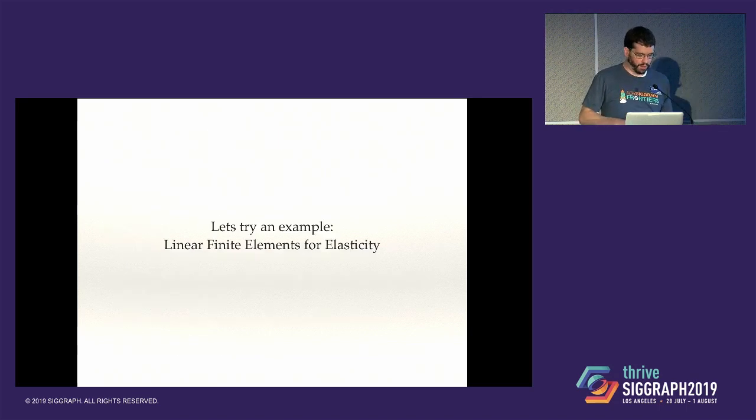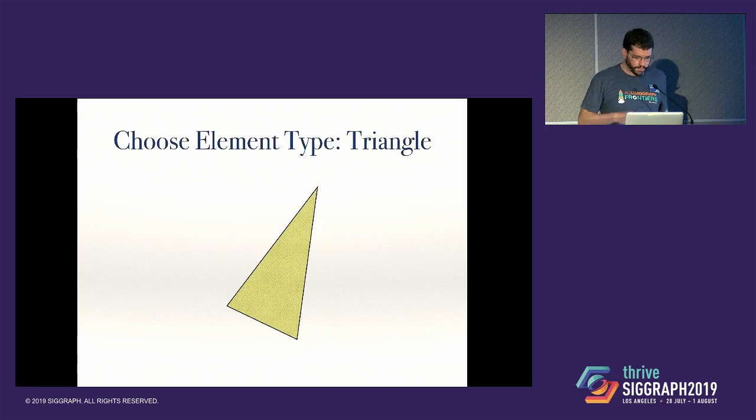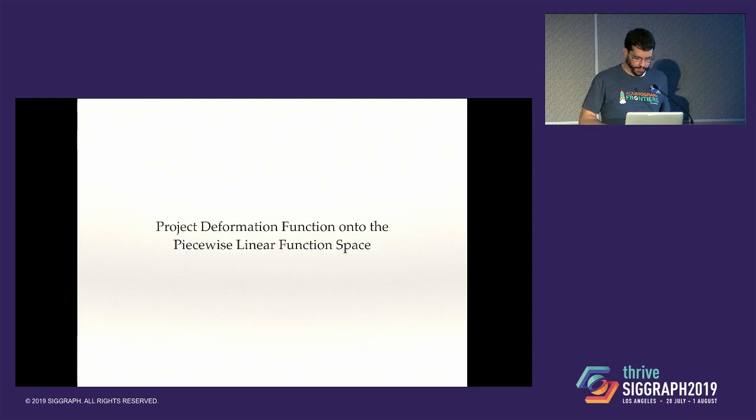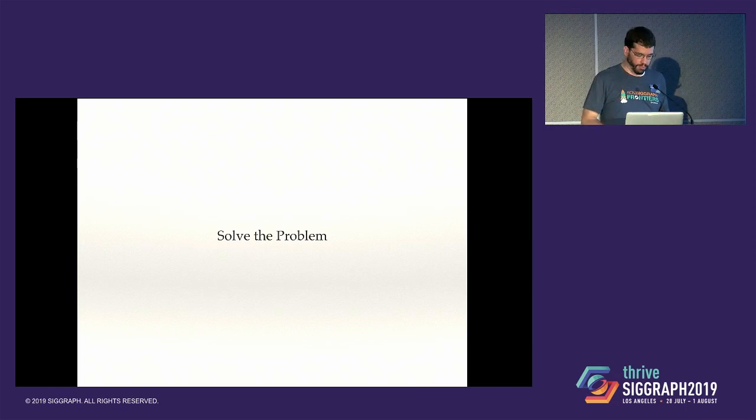So let's try an example, linear finite elements for elasticity. So we choose a type of element, and we're in 2 dimensions here, so we'll choose a triangle. Then we choose basis functions, and we'll choose piecewise linear. Then we project the deformation function onto the piecewise linear function space. So we had this deformation function, remember this from earlier? x of u is equal to x of u naught, or the initial u, plus f of u minus u naught. So when we project this down into a linear space, what we're basically saying is f has to be a linear function. And then we solve the problem.